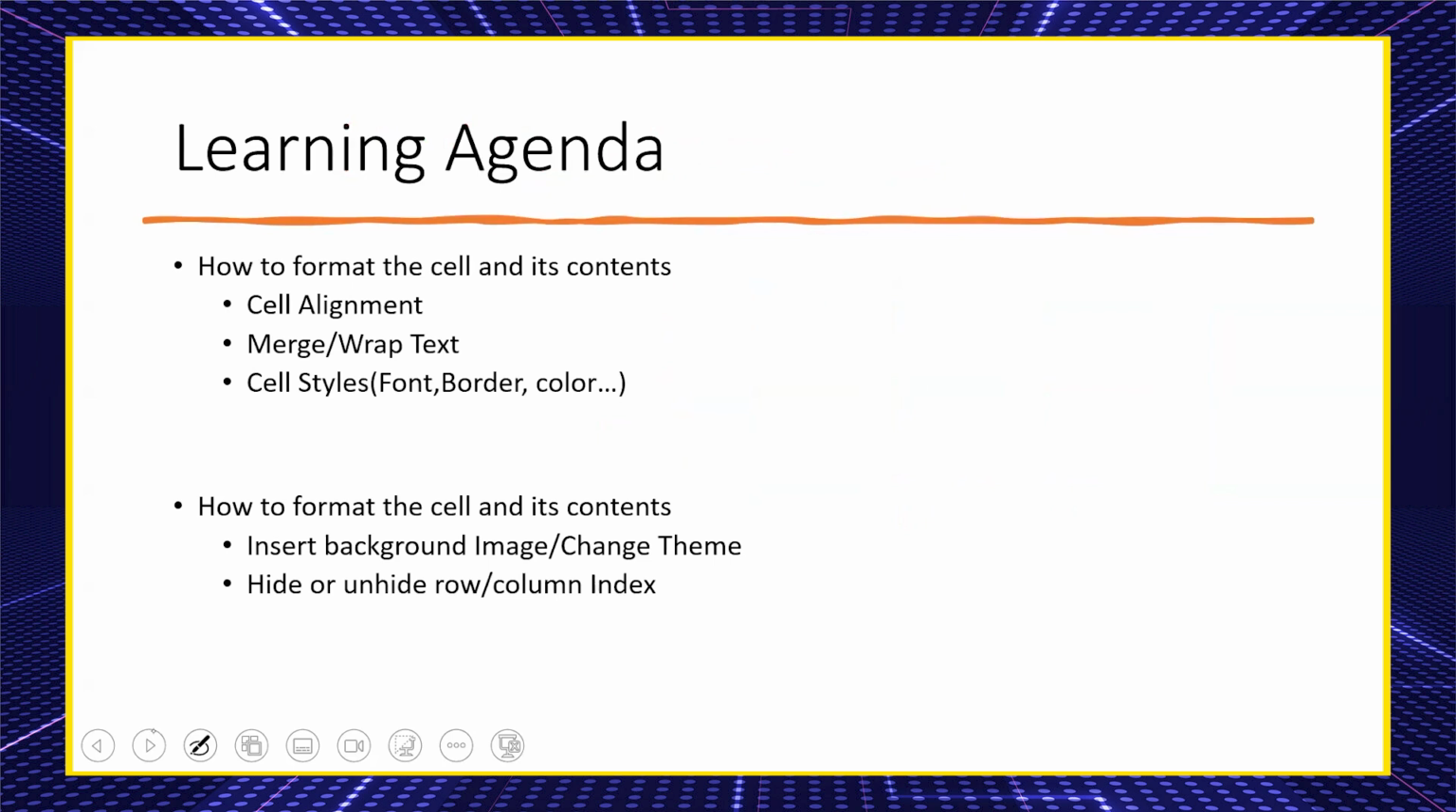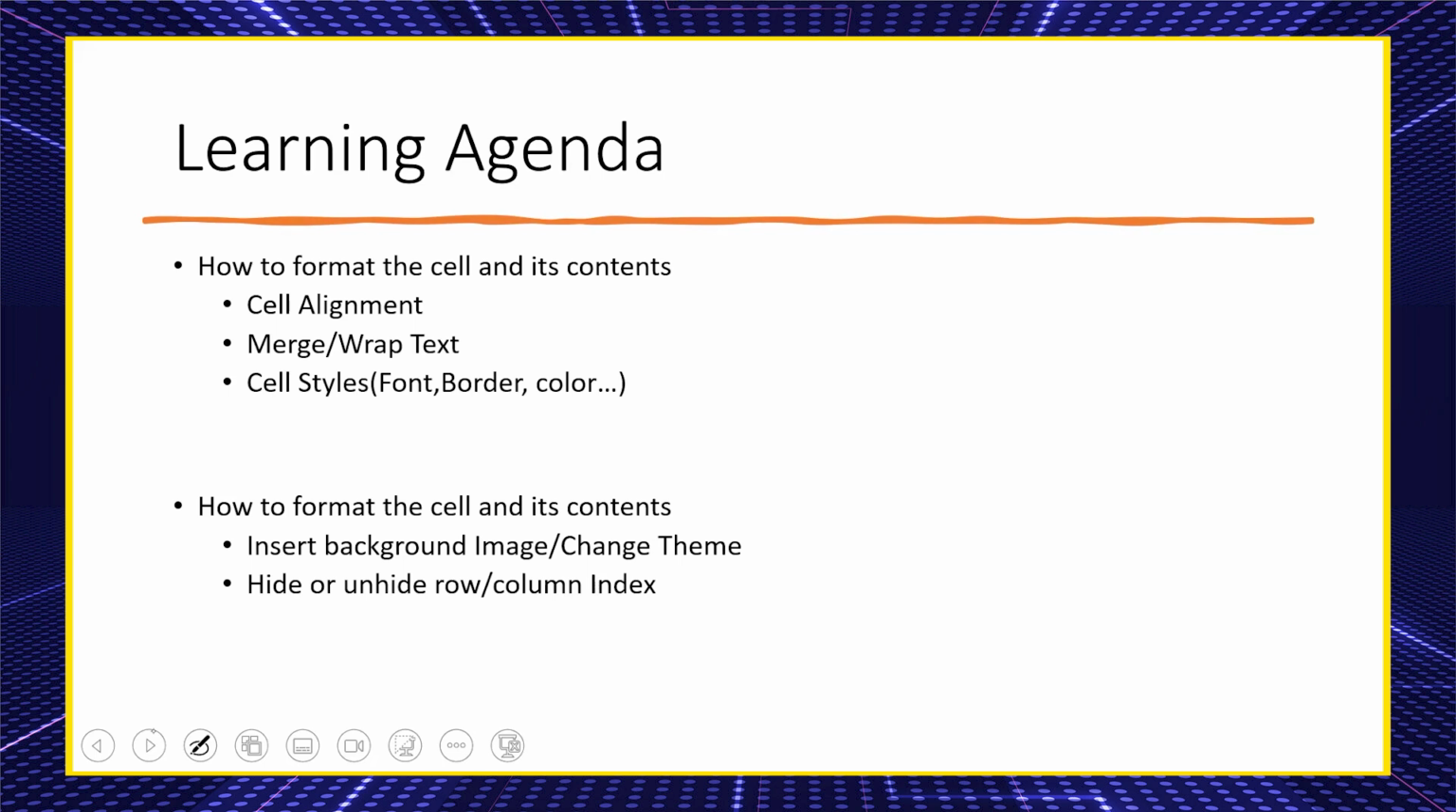So the running agenda, as I said: how to format the cell and its content. Cell alignment. I want to put all the information left, right, middle, right? That is alignment. Like wheel alignment on a car or two-wheeler, sometimes it pulls right, sometimes left, but it should be straight. When you construct a house, the wall should be straight too. How to perform cell alignment.